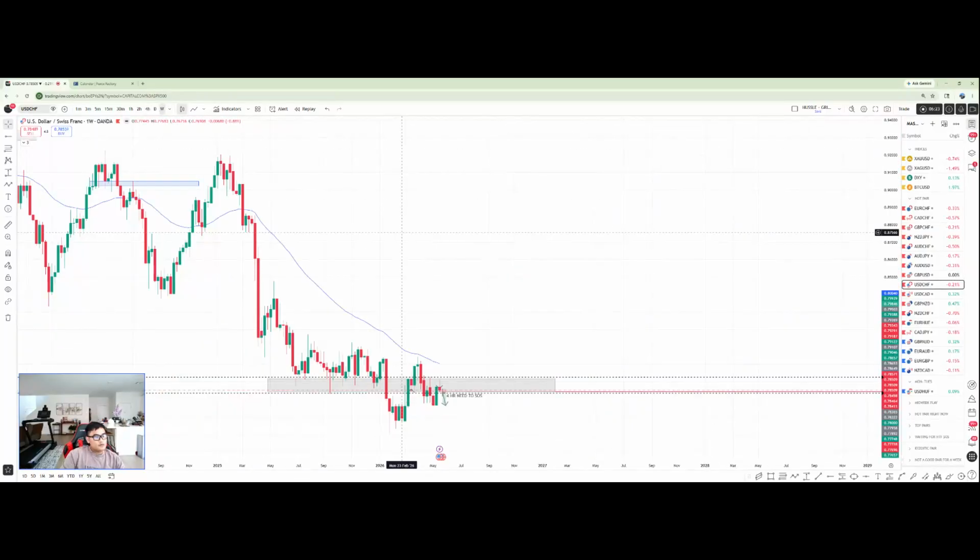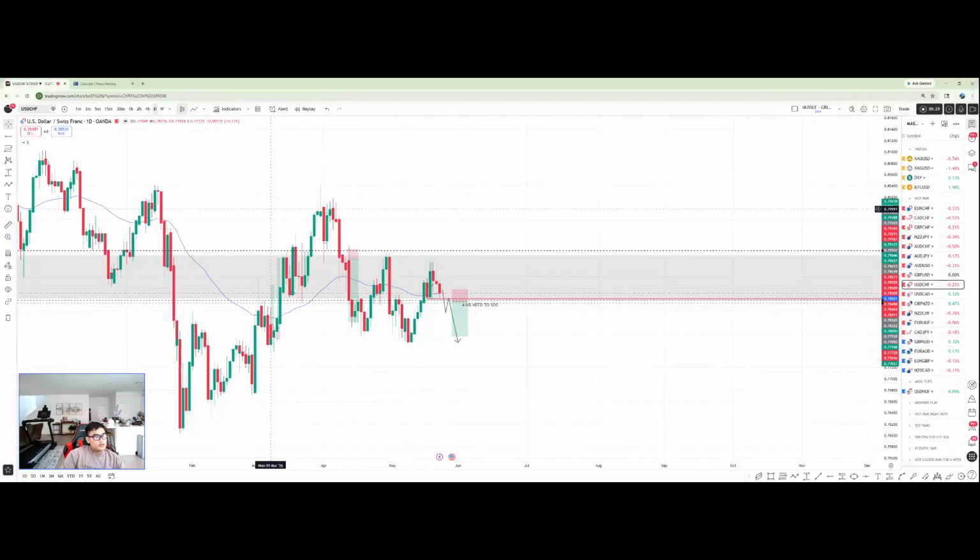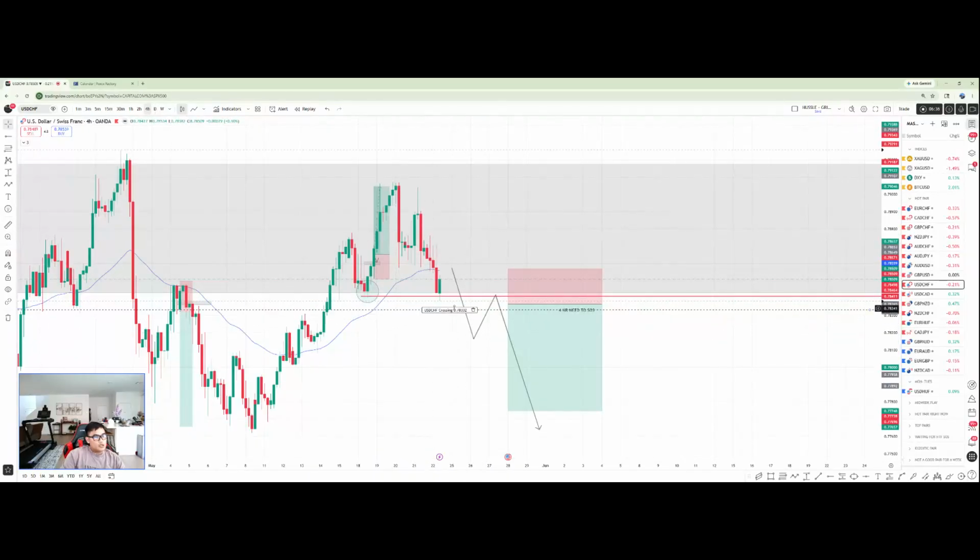USD CHF, bearish rejection, daily is bearish. If you could count this lower high, lower low, we're in the range. I need a 4 hour clear shift, like shift, pull back on the lower high. We're going to look for entry.